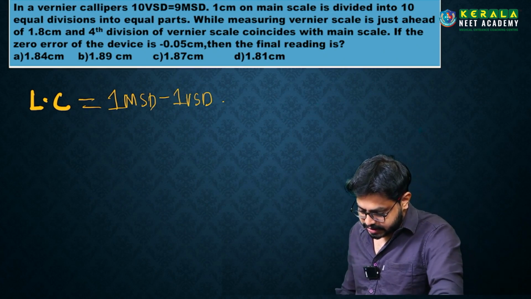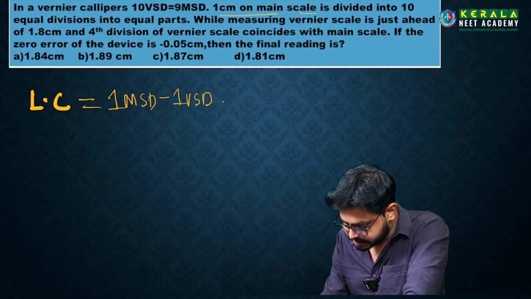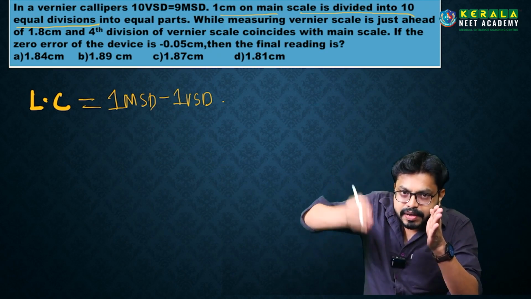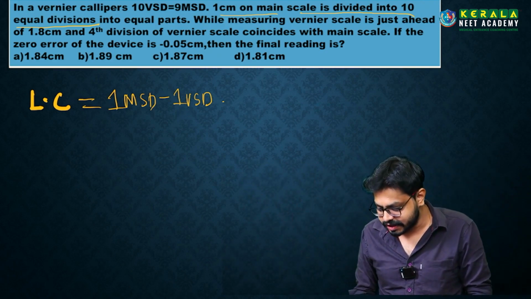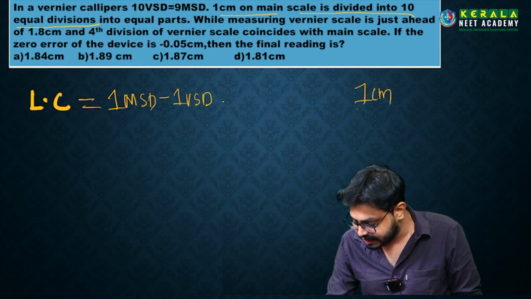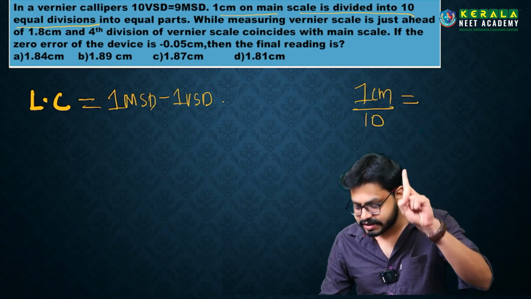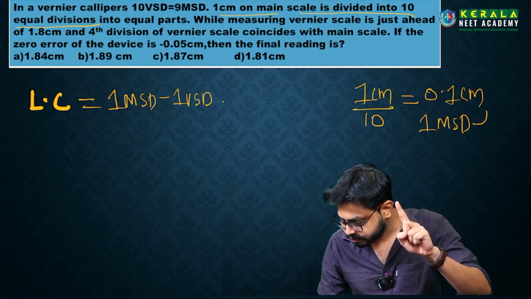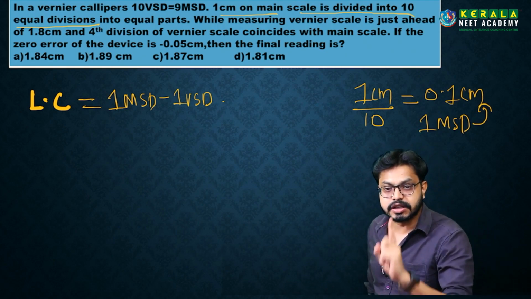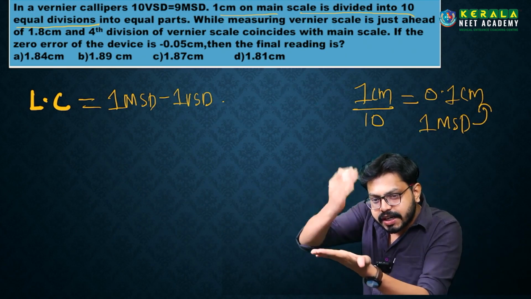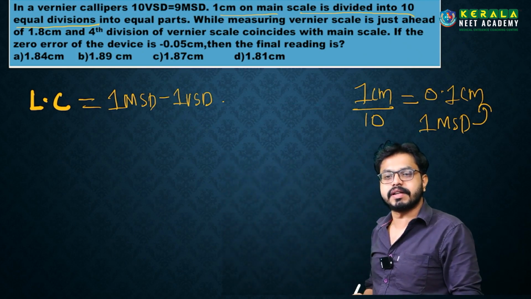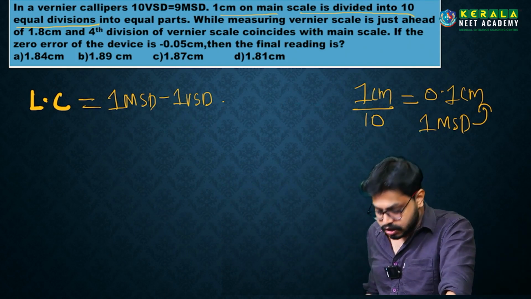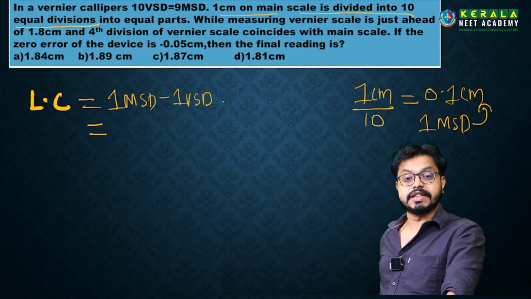1 MSD. What is 1 MSD? Listen. 1 centimeter on the main scale is divided into 10 equal divisions. So the 1 centimeter is divided by 10. Then what is 1 main scale division? 0.1 centimeter is equal to 1 MSD, because 1 centimeter is divided into 10. So 1 MSD is equal to 0.1 centimeter. So 1 MSD minus 1 VSD is the least count.